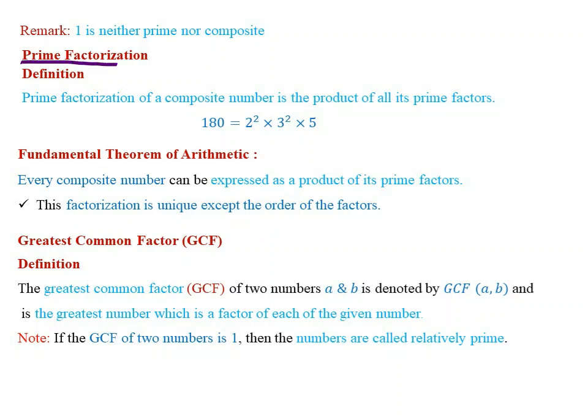Prime factorization. The prime factorization of a composite number is the product of all its prime factors.